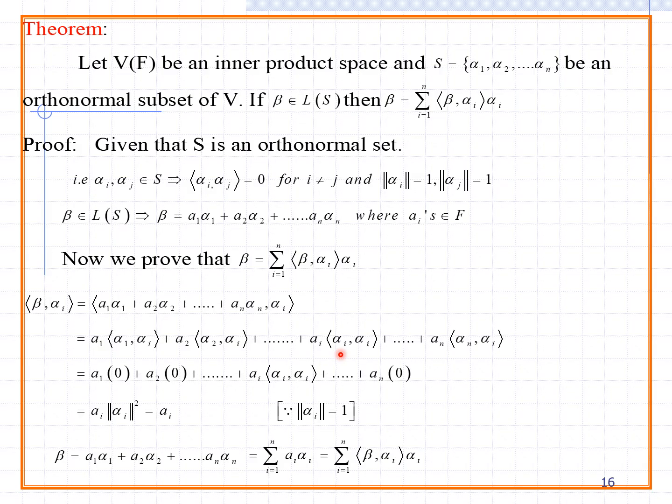Why? Because we don't know what the ith value is. So ai into the inner product of alpha i with itself, norm alpha i squared, gives ai. Here, norm alpha i squared equals what? By the orthonormal set it is 1. So that is ai into 1, which is ai. Therefore beta equals a1 alpha 1 plus a2 alpha 2 plus up to an alpha n, which I can write as the summation from i equal to 1 to n of ai alpha i. So this equals the summation from i equal to 1 to n of the inner product beta comma alpha i into alpha i.